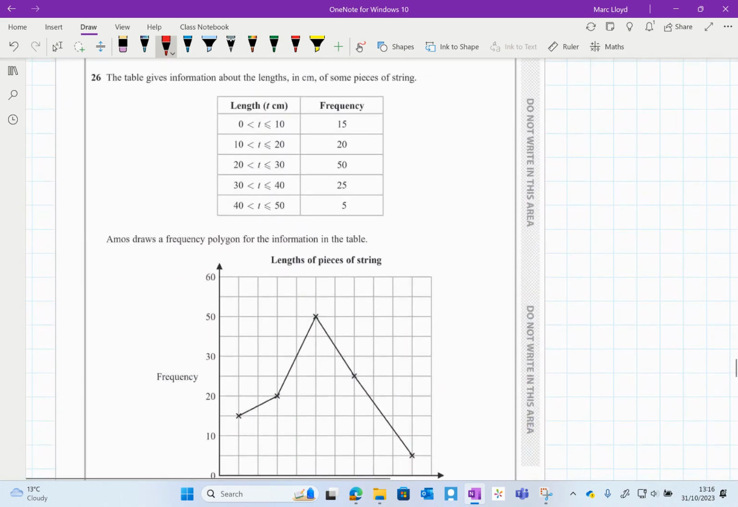Question 26, the table gives information about the lengths in centimetres of some pieces of string. So when people ask you how long is a piece of string, here is the answers.